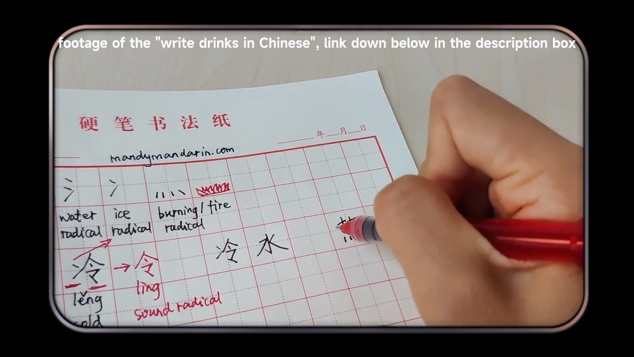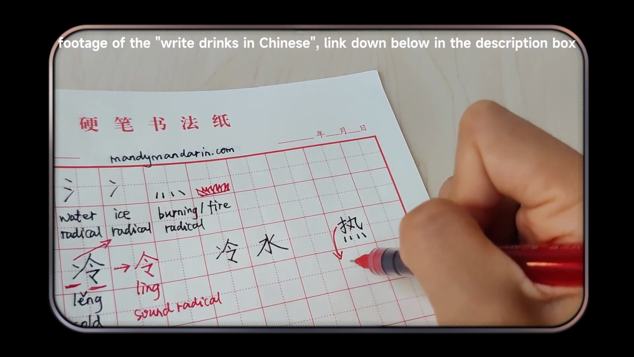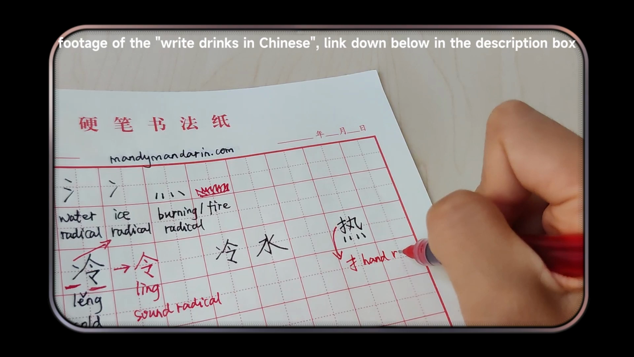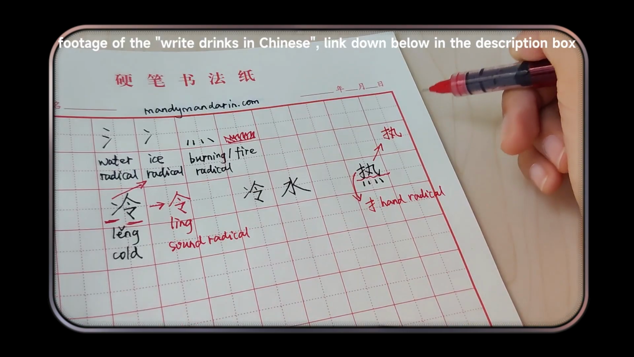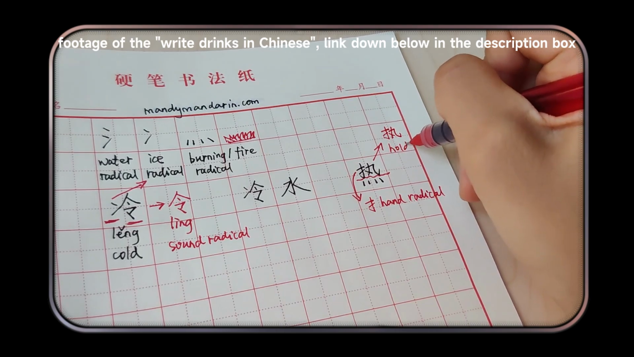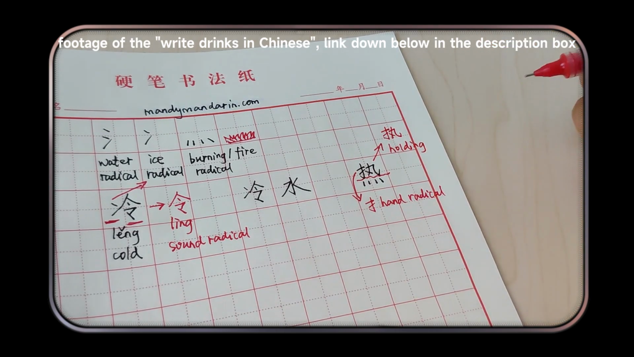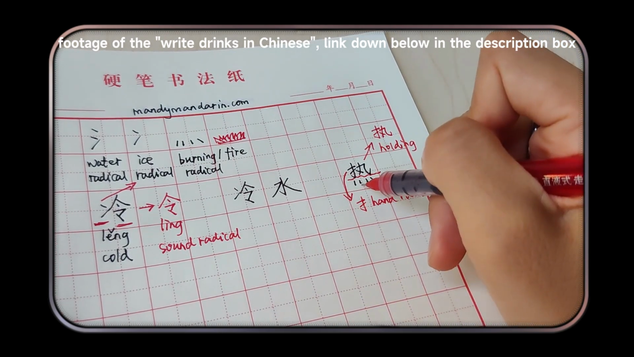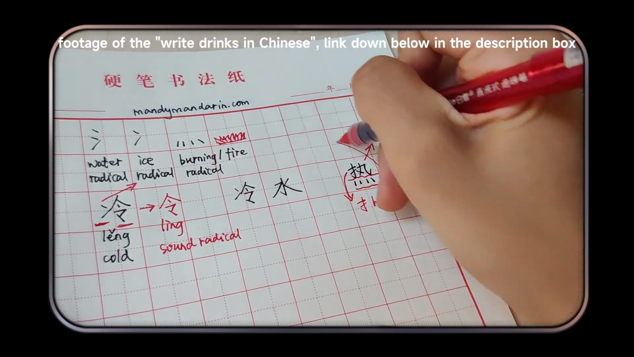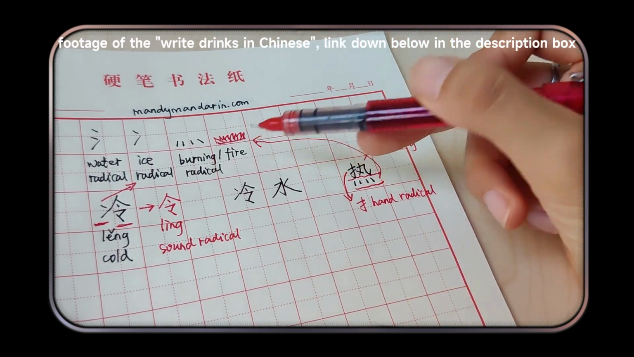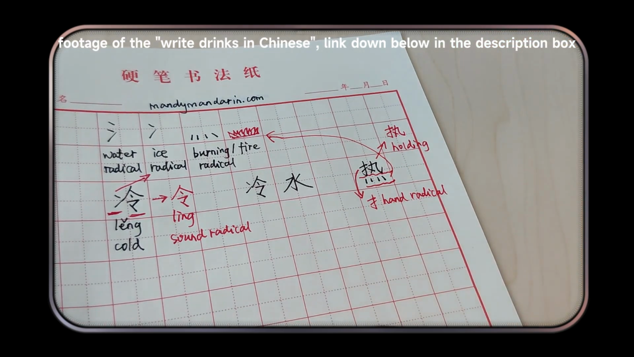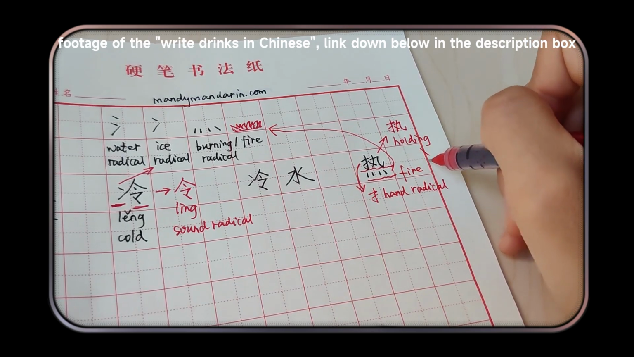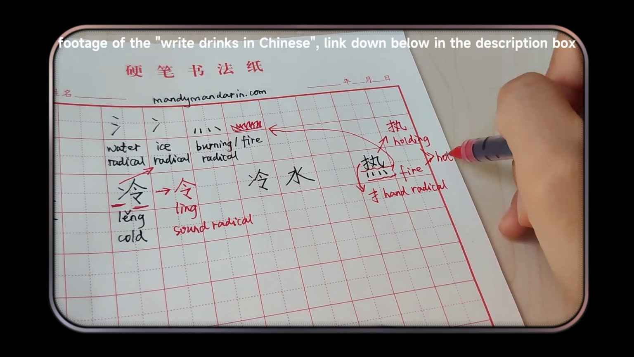On the top left, this one is the hand radical. It means holding, like you holding something. And at the bottom, we just talked about it. This is the burning, the fire radical. So now it makes sense. Holding fire. So holding fire is very hot.